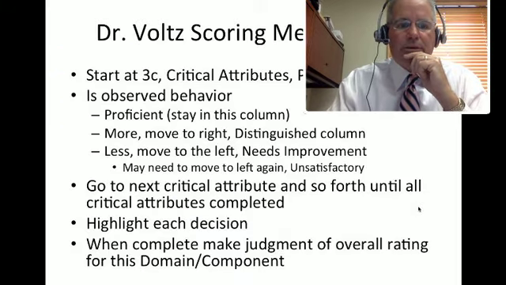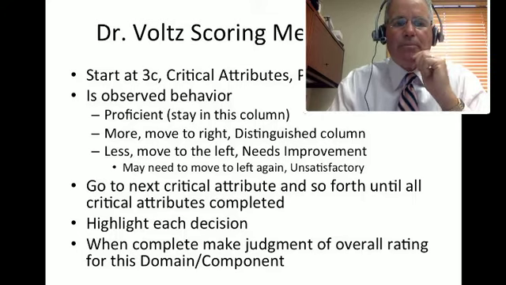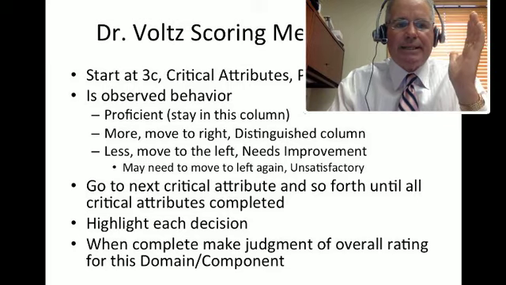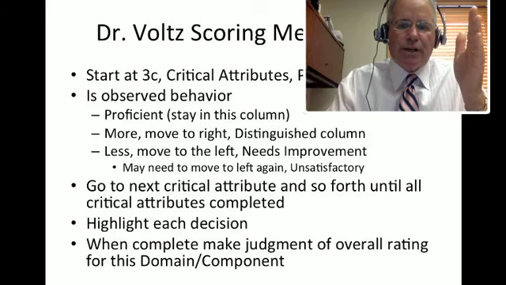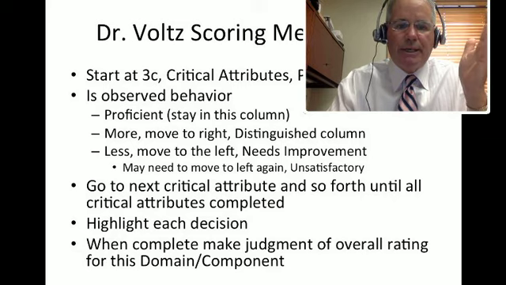Now, going back to my scoring methodology, you might remember that we start, for example, in 3C under the critical attributes, the proficient column. And then after you've observed the behavior, you would say, did that behavior match what I saw? You'd stay in the proficient column. If it was more than you saw, you'd move to the distinguished column, and if it was less, you'd move to the needs improvement column. And you go to the next critical attribute and so forth until you finish this work.